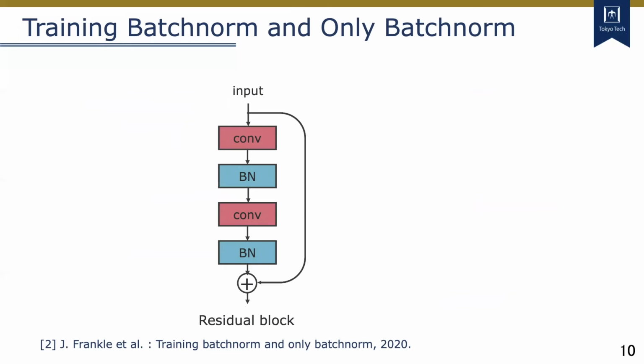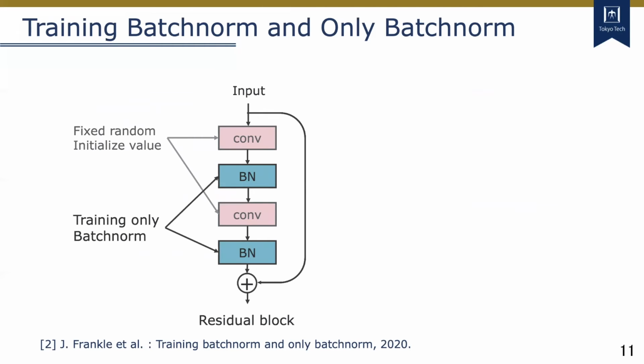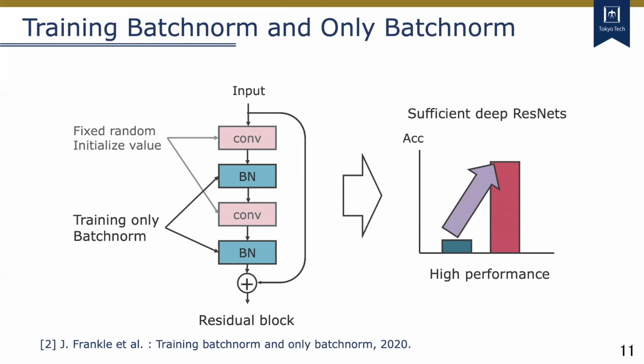Next, I will explain the study, training BatchNorm and only BatchNorm. In this slide, I explain using a general residual block. First, in this study, all parameters except BN are fixed at random initial values. After that, only BN is trained with the other parameters fixed. This study reports that sufficiently deep ResNets achieve high performance with training only BN. Based on this report, we used BN retraining in our study.